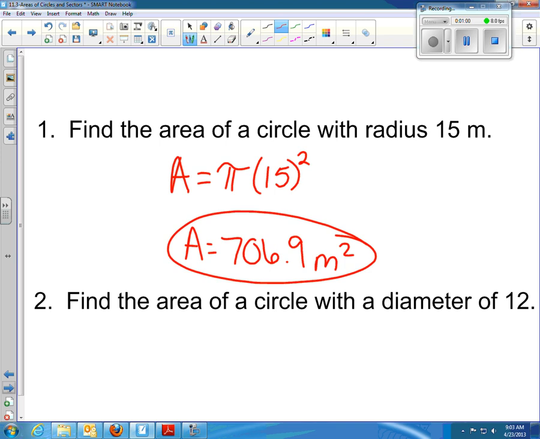You try out number 2. The only thing I want you to pay attention to is it's a diameter of 12.